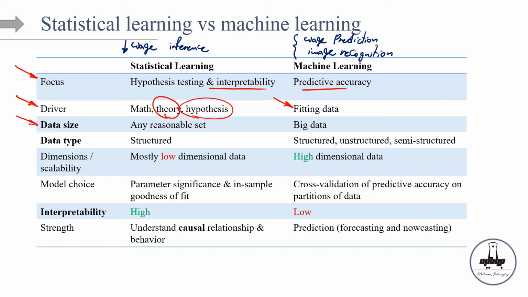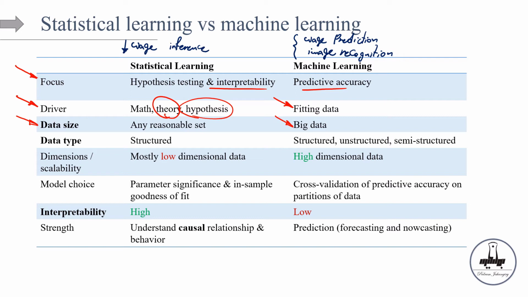Data size. In statistical learning, the data can be any reasonable data set. So for example, a data set of 30 cross-sectional observations might be enough, right? However, in machine learning, it's all about big data, right? Those three V's: volume, velocity, and variety. In terms of volume, we're talking about millions or sometimes 100 millions of records.